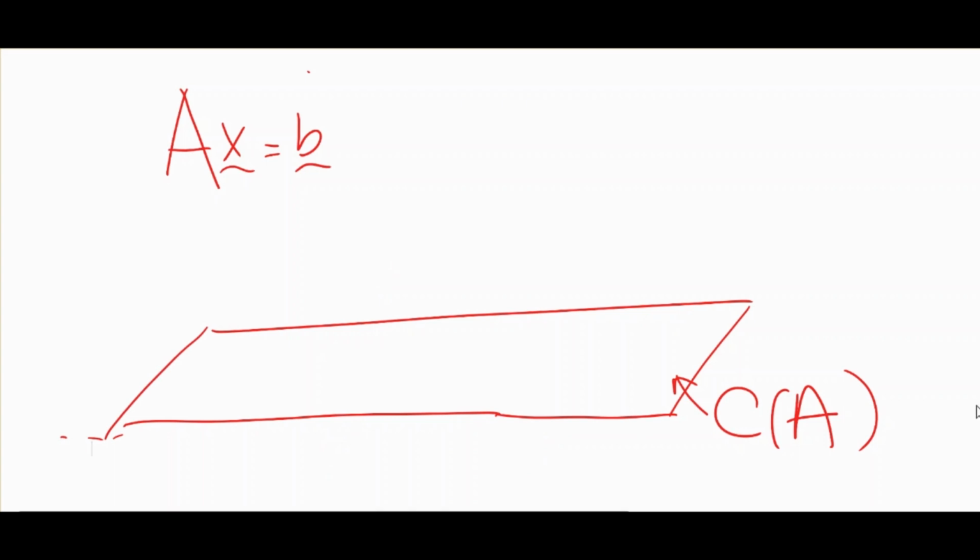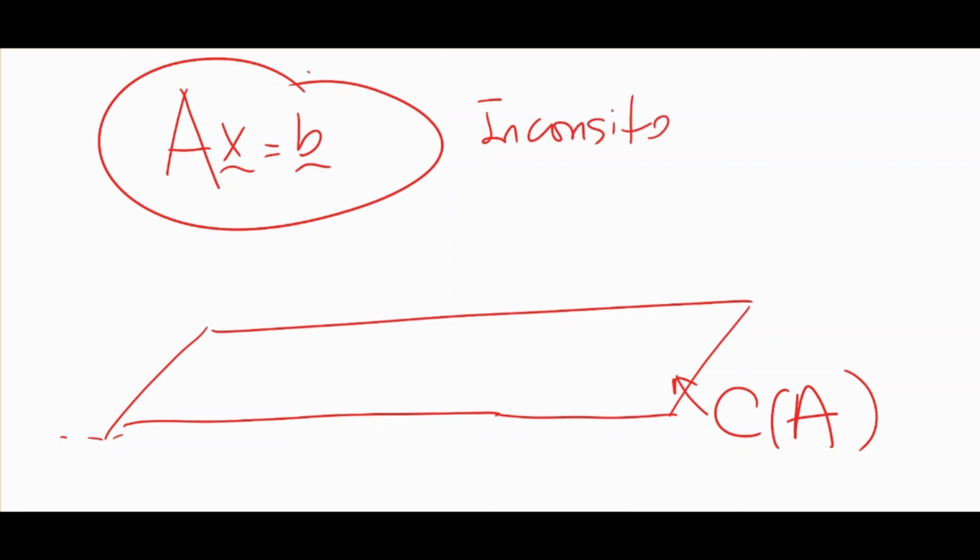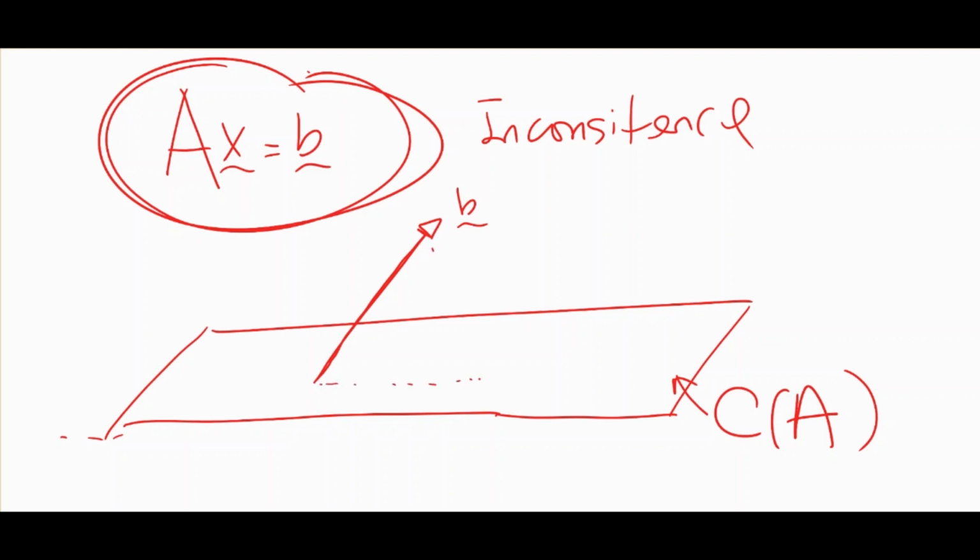So if I ask you to draw B, knowing that this system is inconsistent, your B cannot be in the column space of A. If your B is in the column space of A, then the system is actually consistent. So given that this system is inconsistent, your B here will not be in the column space of A. So now the problem is, this is not in the column space of A.